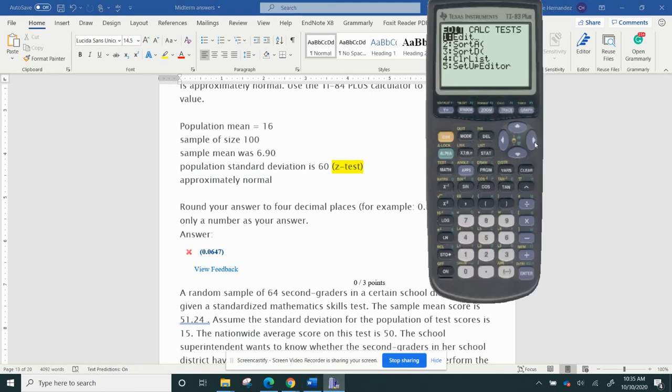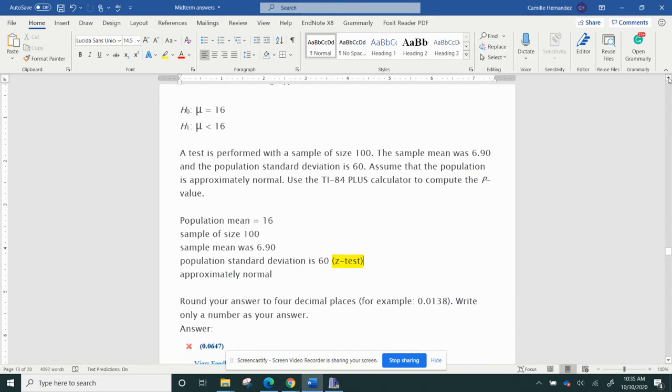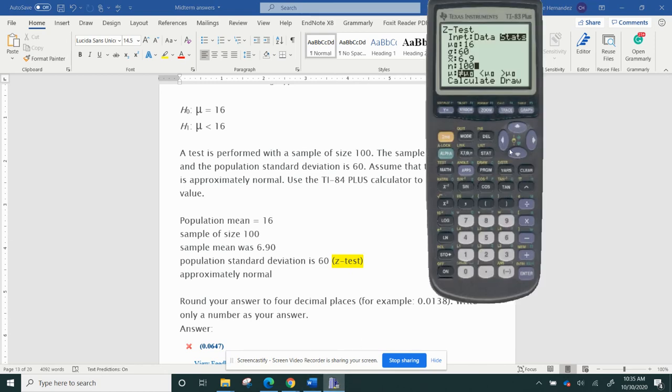I'm going to go to Stats, over to Test, and I'm going to hit Enter. So again, I'm going to do the stats, and now the mean is going to be 16. The population standard deviation is 60. The sample mean is 6.9. The sample size is 100. And I'm going to go back, make sure for my alternative, it's less than 16. Okay, so then I'm going to go down here, and I need to go to this one and hit Enter. Because if you see, it has the less than symbol, and that's going to match what's in your alternative.